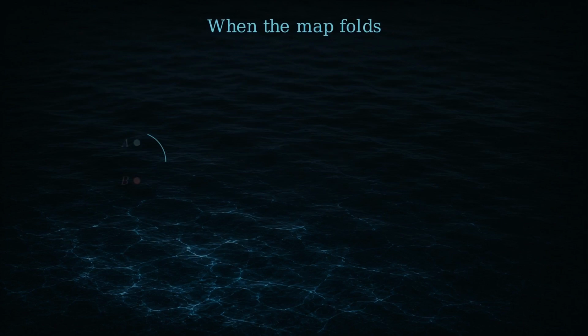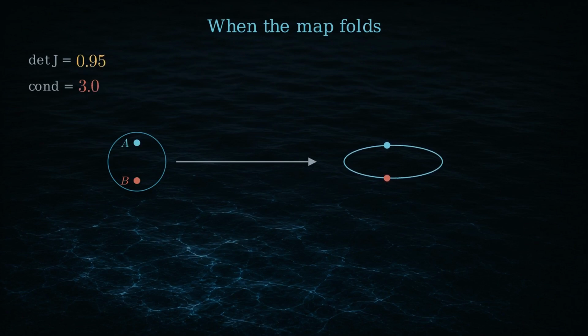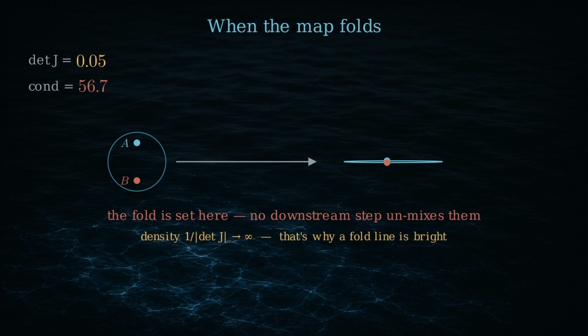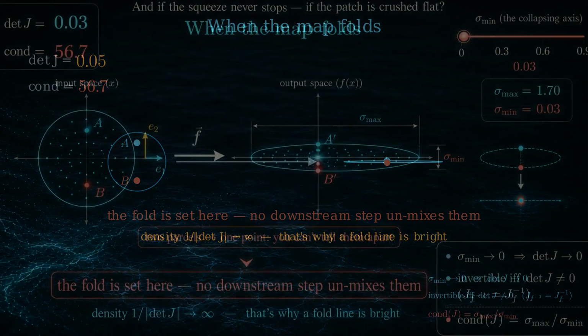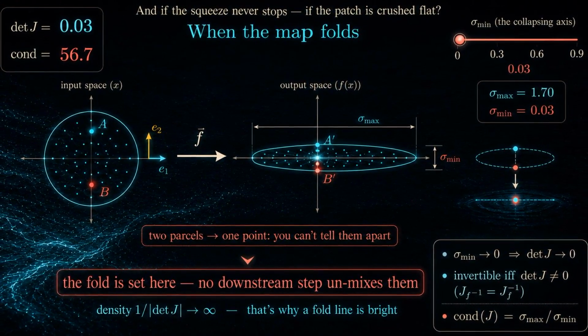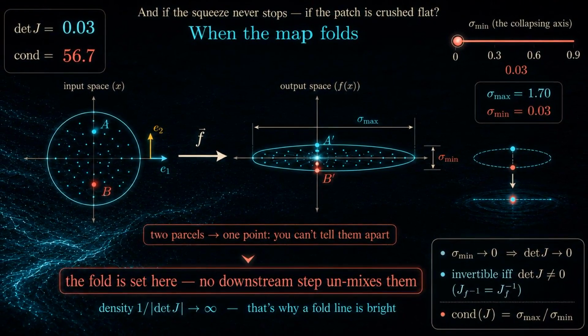The condition number, sigma max divided by sigma min, how lopsided the stretch is, runs away toward infinity. And A and B land on the very same point. You can no longer tell them apart. The map has stopped being invertible, and that information is simply gone. Here is the ceiling, and it is permanent. The fold is decided by the map. Right here, no downstream step can unmix the 2 parcels. An inverse exists only where the determinant of J is not 0, and the density, 1 divided by the determinant, races to infinity, which is exactly why a fold line, a caustic, glows bright.